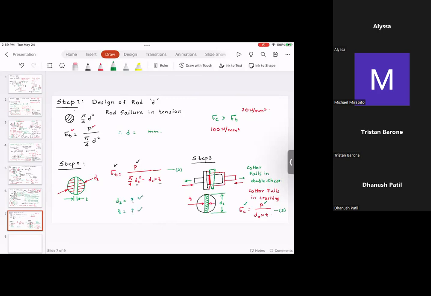So we have to do this simultaneously. Step 1 would be find the value of the product D2 times T from step 3, substitute that value in equation 2, and then find out the value of D2.